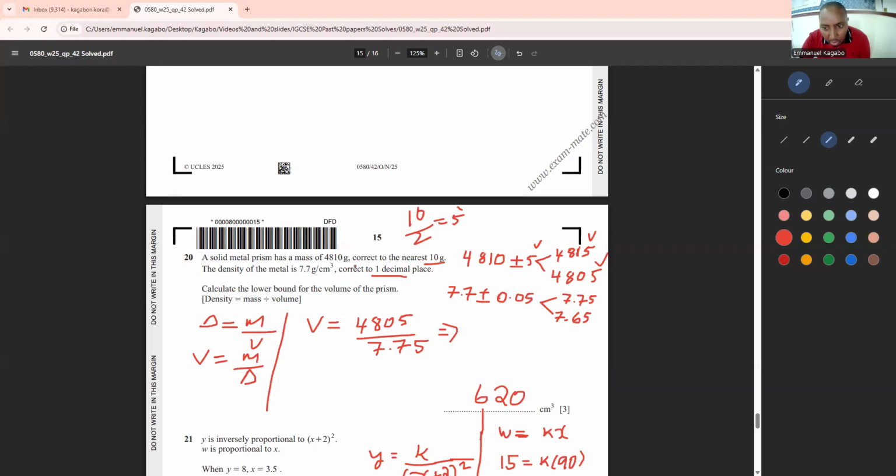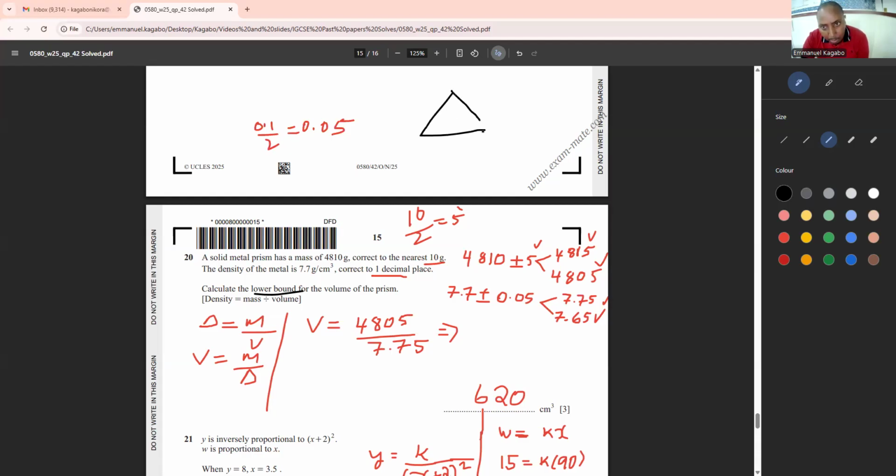Correct to 1 decimal place. 1 decimal place means 0.1 divided by 2, which will give you 0.05. That's why you see here I did 7.7 plus or minus 0.05, and the upper bound is that, and the lower bound is that one. Okay. Now, how do we calculate the density, guys? Density is mass over volume. But here we are looking for volume, guys.